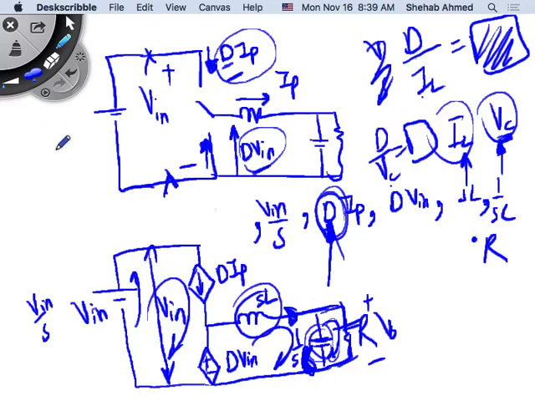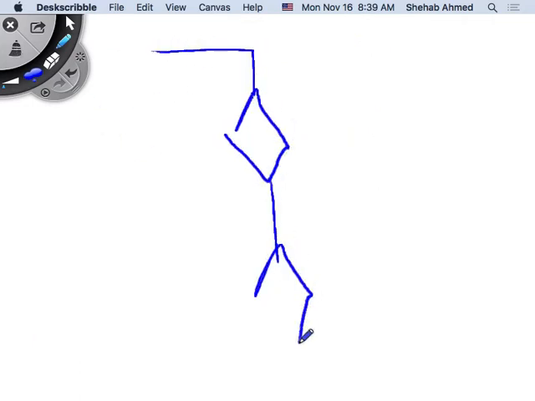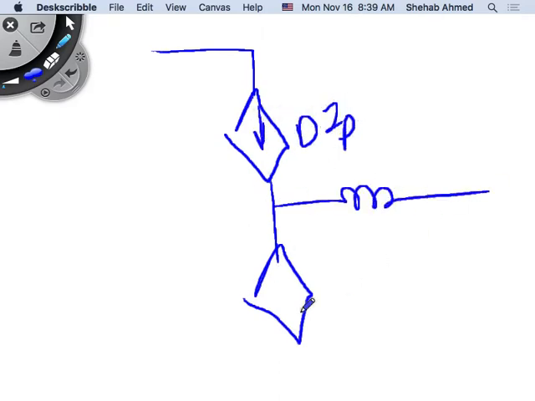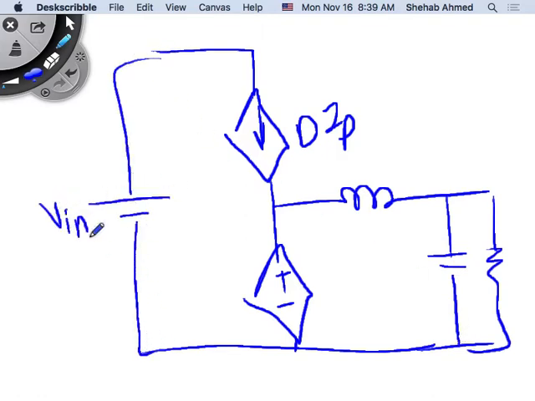So the whole objective is trying to tell you that our circuit now looks like this. That's the whole objective of what I was trying to go through. That was the objective of this discussion.